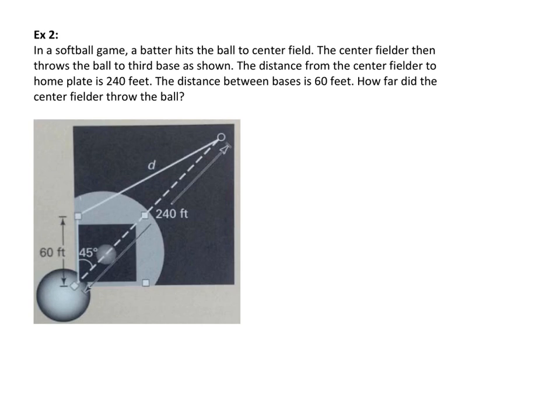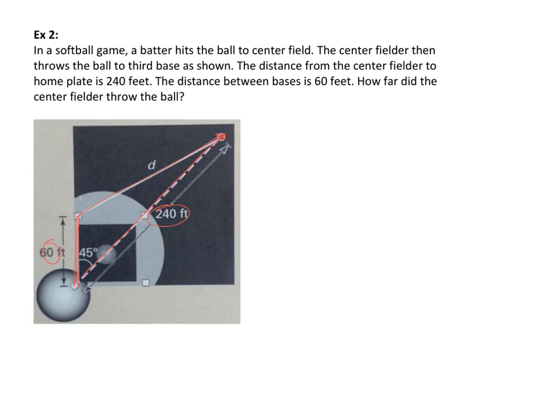Okay, we have a diagram here. In a softball game, a batter hits the ball to the center field. The center fielder then throws the ball to third base. There's third base. The distance from the center fielder to home plate is 240 feet. The distance between bases is 60 feet. How far did the center fielder throw the ball?